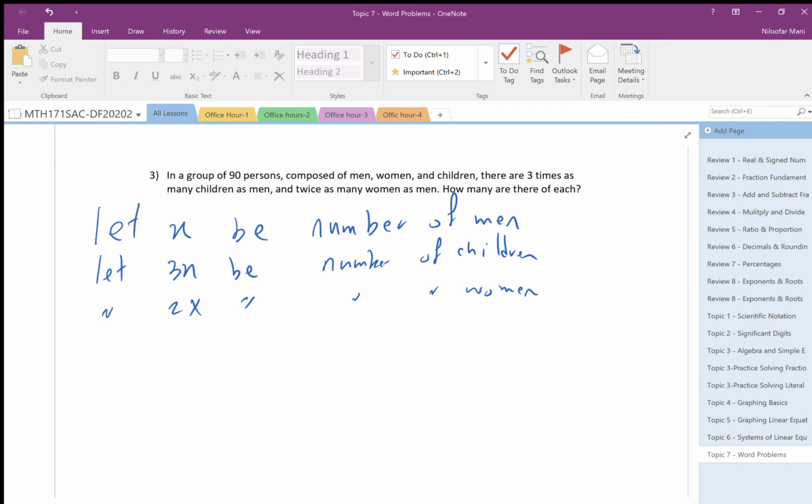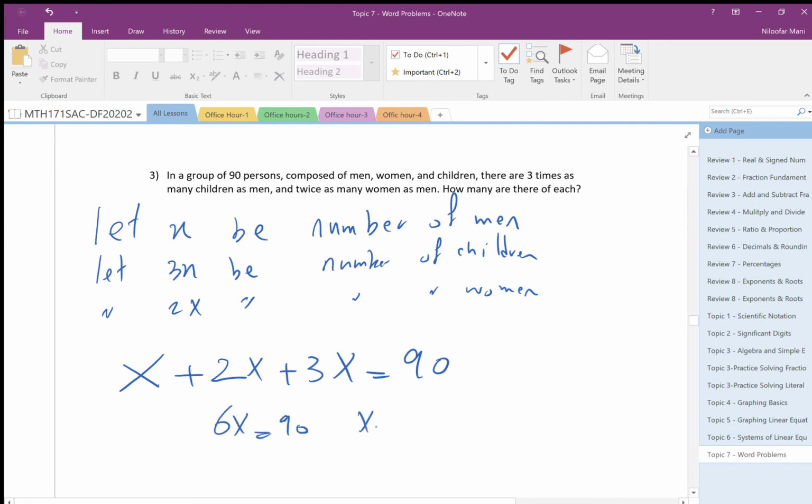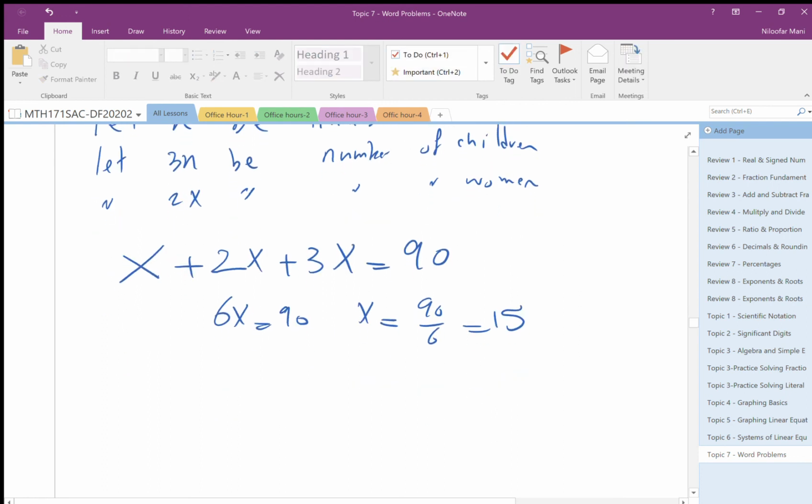So when you add, it's x plus 2x plus 3x, it's 90. So 6x is 90, and then x is 15 because it's 90 divided by 6. I can do it step by step. Okay, so 15.